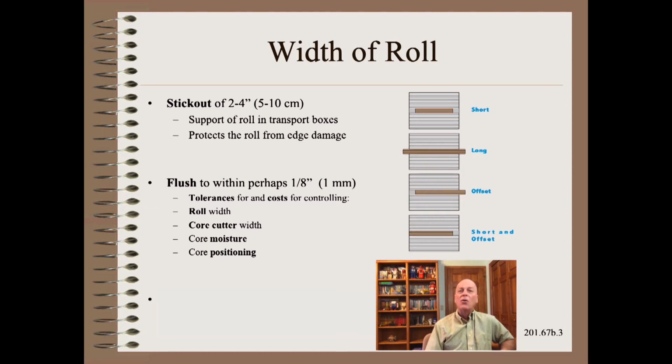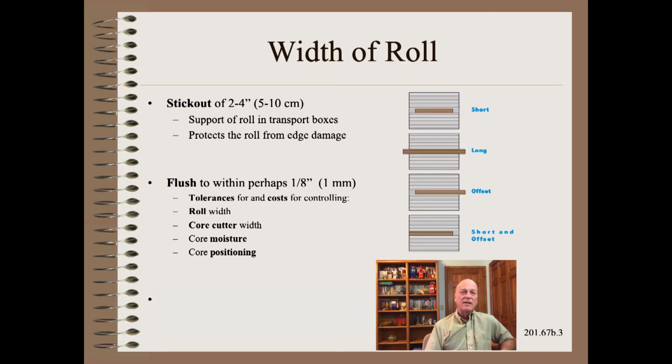To support a specification like this, we must consider tolerances for normal variations in the wound roll width itself, core cut width, core moisture during cutting and during winding, and finally, core positioning with respect to the incoming web from the slitters. It would do no good, for example, to specify core to roll edge alignment tolerances of 1 millimeter if, for example, core width varied by 2 millimeters.